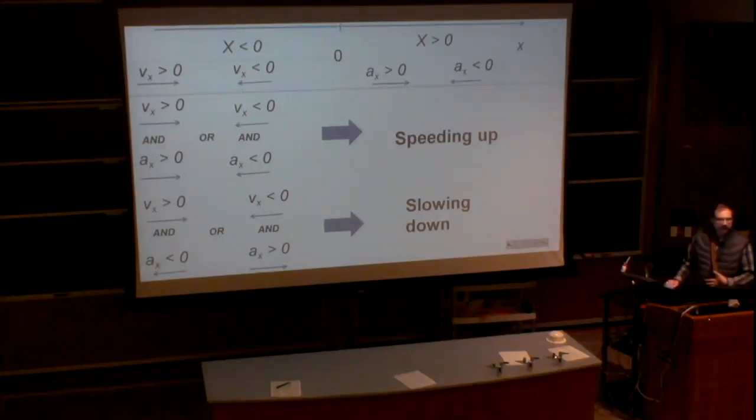And some of those options give you a result we call speeding up, when both are positive or both are negative, because they point in the same direction. And some of these options give you a case which we call slowing down, when one is positive and one is negative, because they point opposite to each other. That's it.